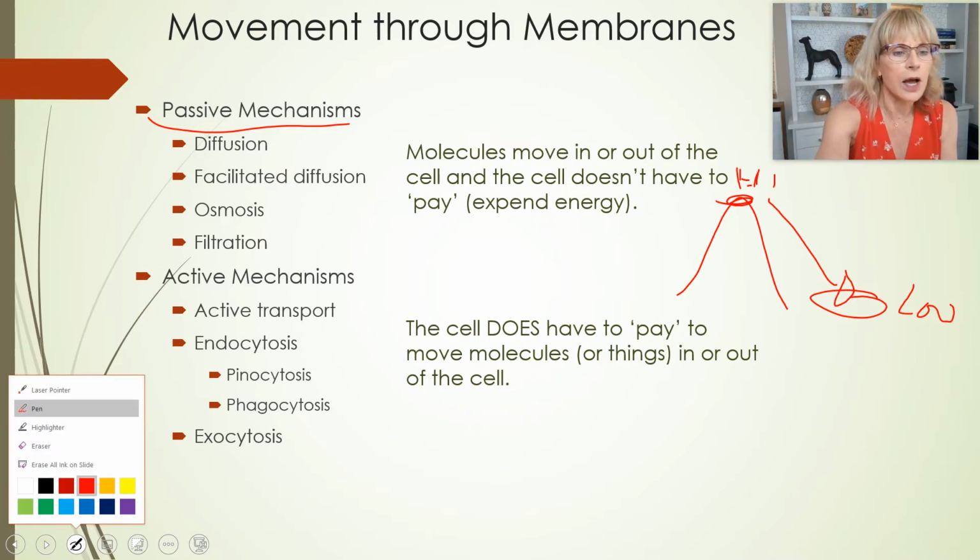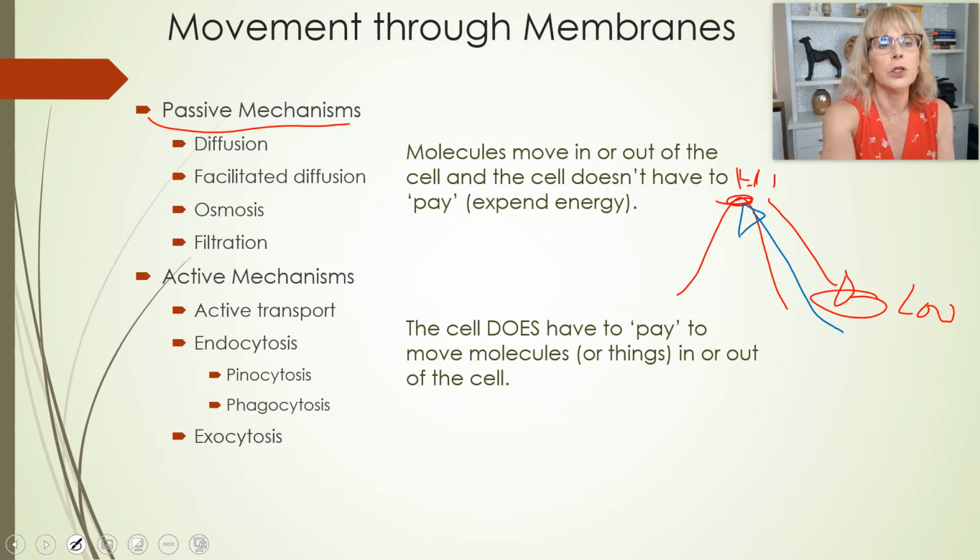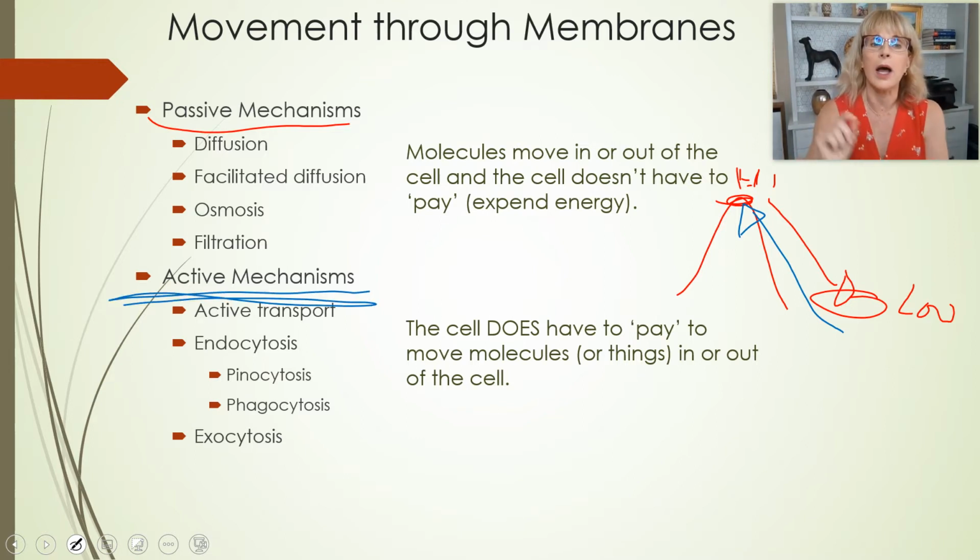But there are times when your body needs to move something from low to high. And whenever things have to go from low to high, it needs to use an active mechanism. Okay? So your body only uses active when it has to. When does it have to? When it's trying to move molecules from an area where they are in low concentration to an area where they're already in high concentration. Why do they ever want to do that?